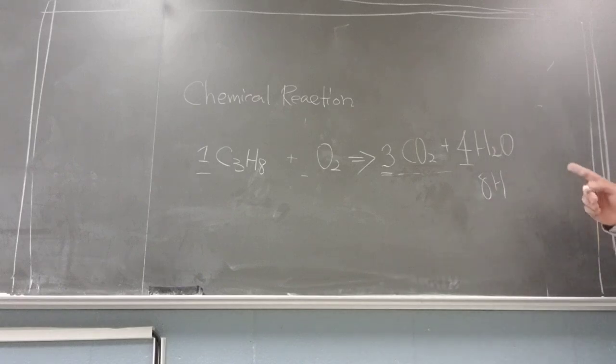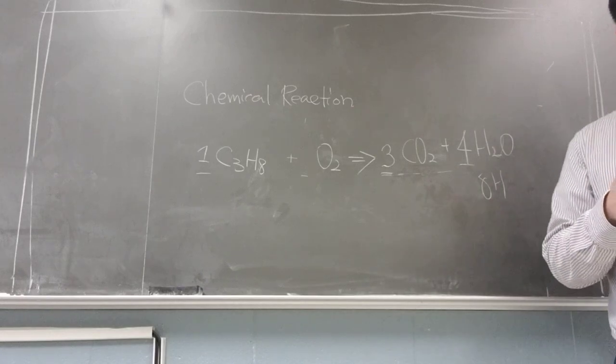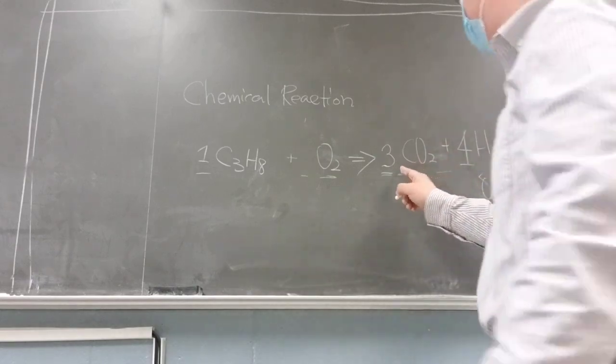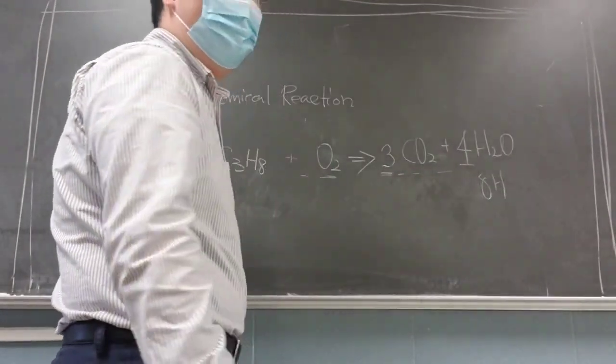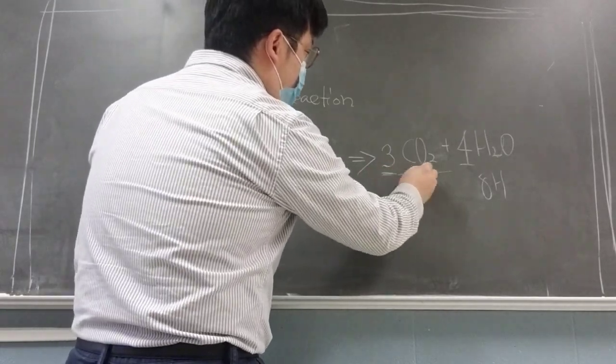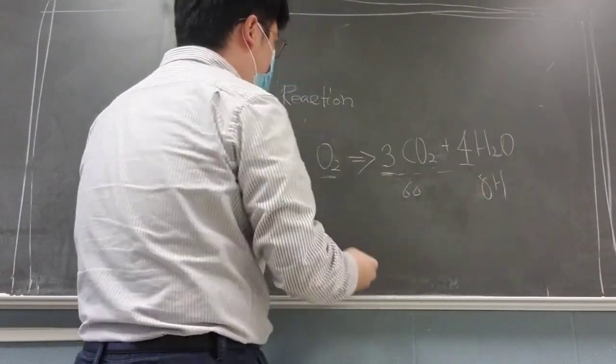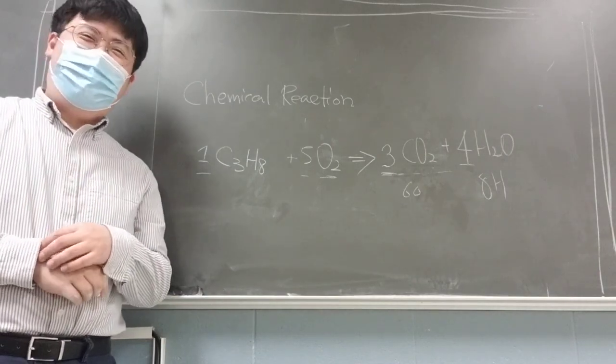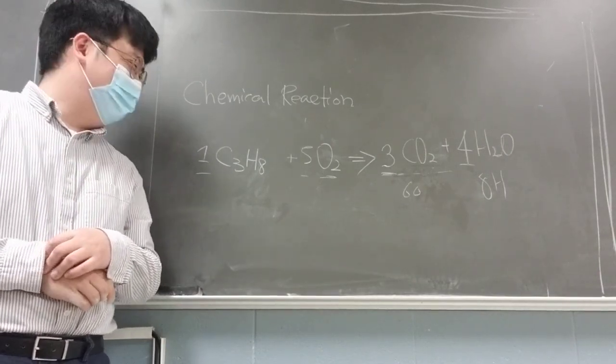All right. So now we're gonna look for the oxygen. Oh, you already got it. Yes. So 3 times 2 is 6, plus 4, so 10 is 5. Yeah. Wow, you guys are so quick. I'm so impressed.